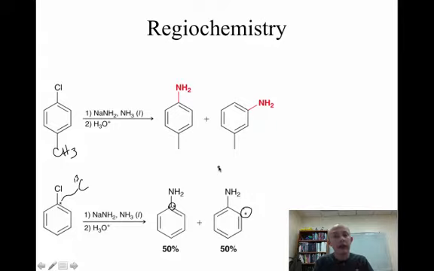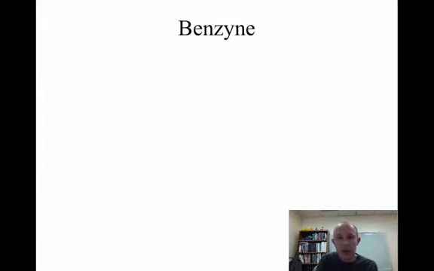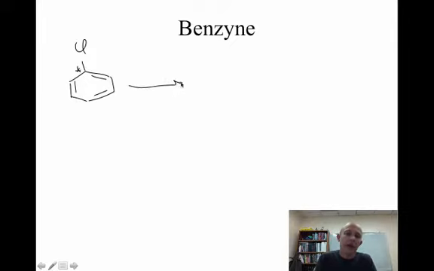So to explain this observation, we need to propose a new mechanism, and that goes through a very high energy intermediate called benzyne. Okay, so let's talk about the mechanism of what's going on here. Let's look at the example that we gave at the end of the previous slide. We have chlorobenzene, and we've labeled this carbon somehow with an isotopic label so we can follow the carbon through the reaction. Now we treat it with a really, really strong base, like the amide ion.